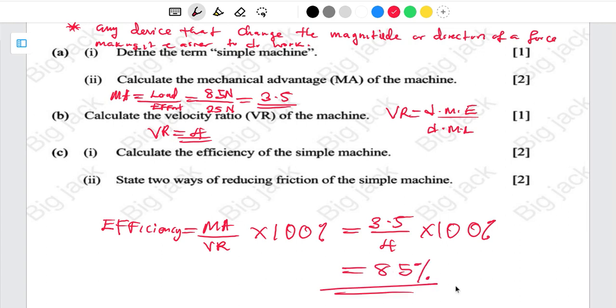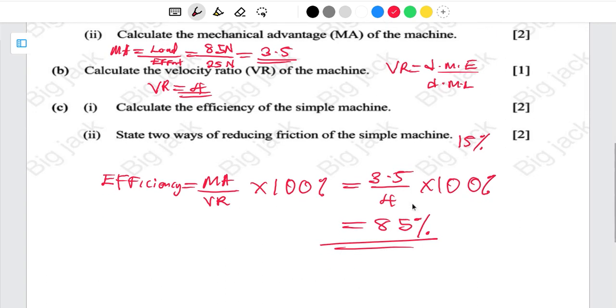As you can see, 100 minus 85, what are we getting? We're getting 15%. So 15% was lost due to friction or due to sound as John was pulling the loop.